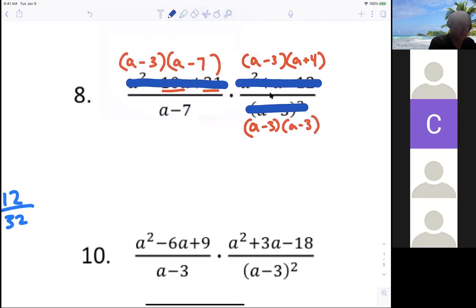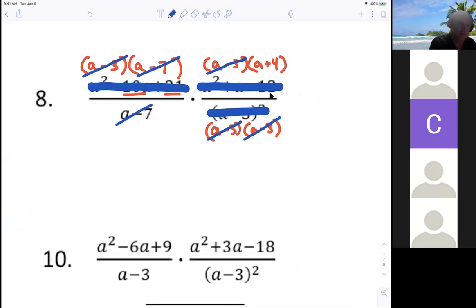All right. So now it's just a matter of crossing things out. A minus 7, a minus 7, a minus 3, a minus 3. Again, you can go up and down too. Here's another a minus 3, a minus 3. Everything cancels except a what? An a plus 4. Okay.